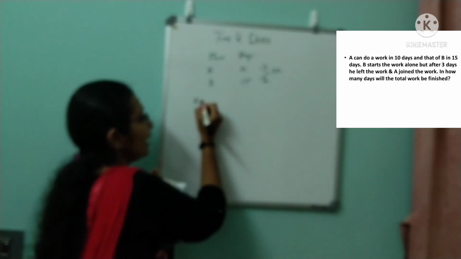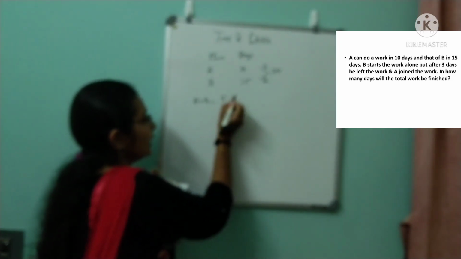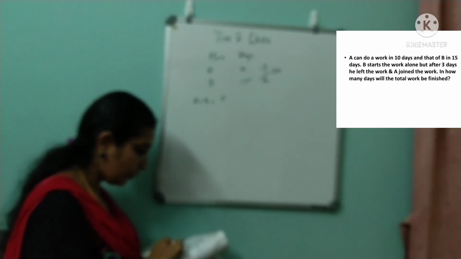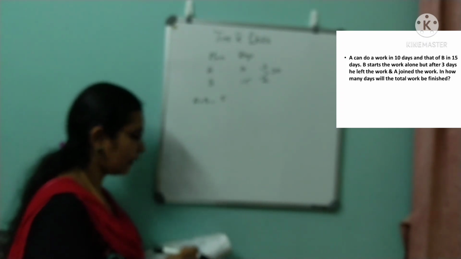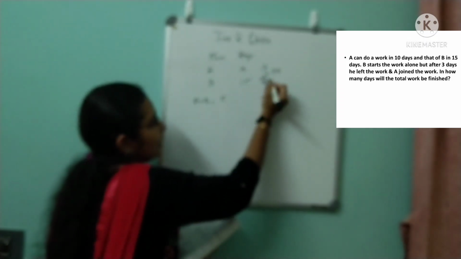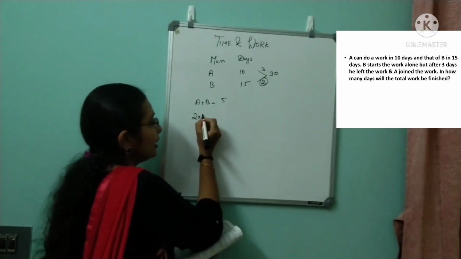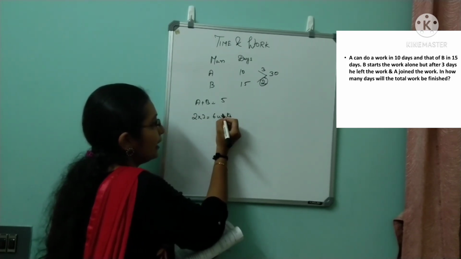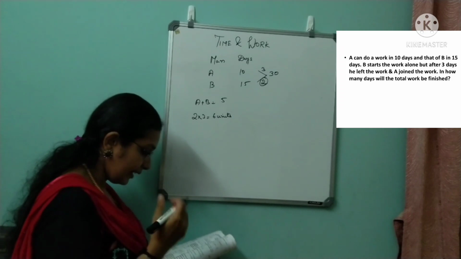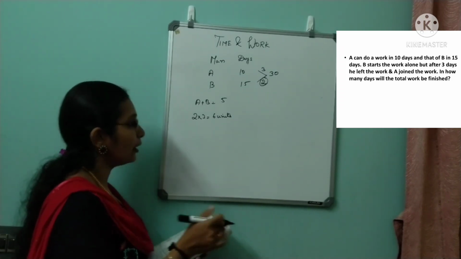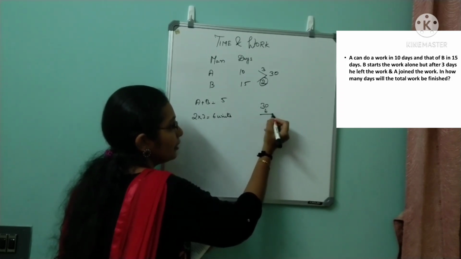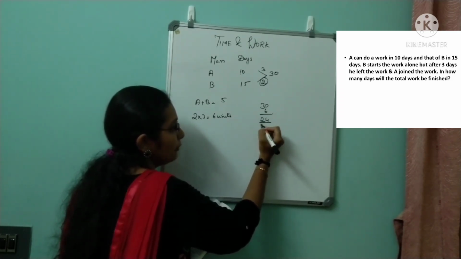So simply write and keep A plus B together. Fine, okay. Now our question is, B starts the work alone, but after 3 days he left the work. So B's efficiency is 2. So he works for 3 days. So totally 6 units of work he is completing in 3 days. So he left the work and A joined the work. Okay, so in total 30 units, 6 units he did. So remaining is 24 units, right?